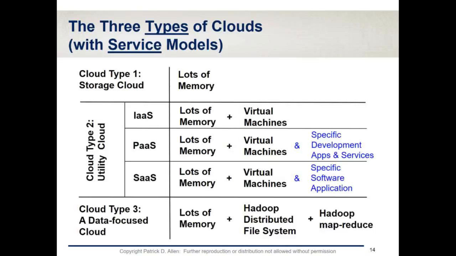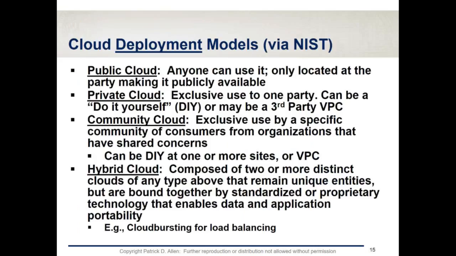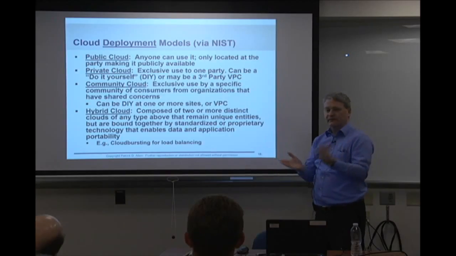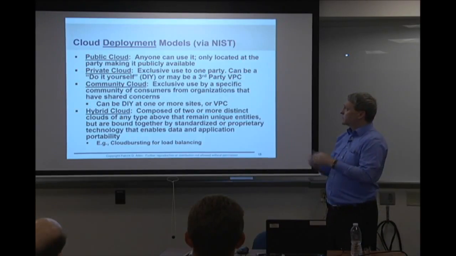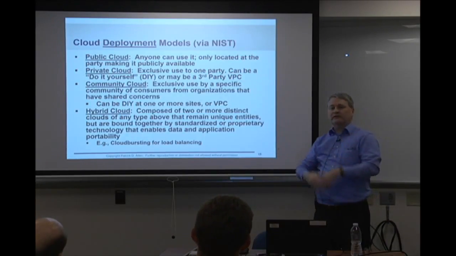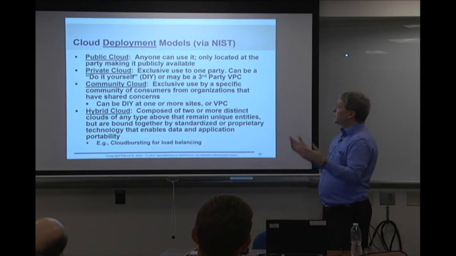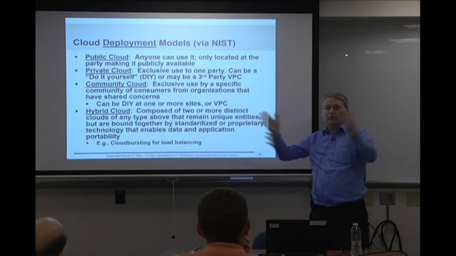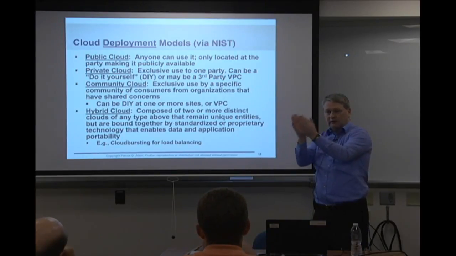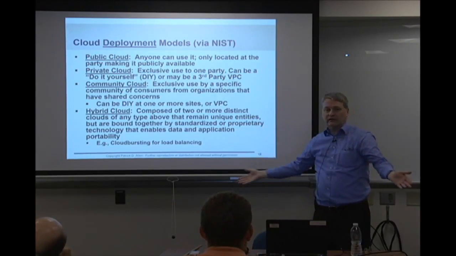Okay? So from here, we're now going to look at deployment models. So you've got types of cloud, service models. We're now looking at deployment models. And it comes from NIST. And they're talking about, first off, a public cloud, like AWS, like Azure, et cetera. Anybody can use it. You may want to get a virtual private cloud, i.e. only you get to use the part, or you can use what everybody else is using.